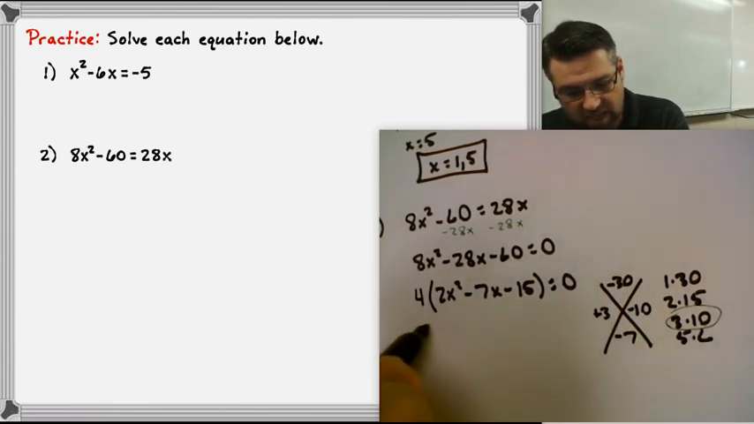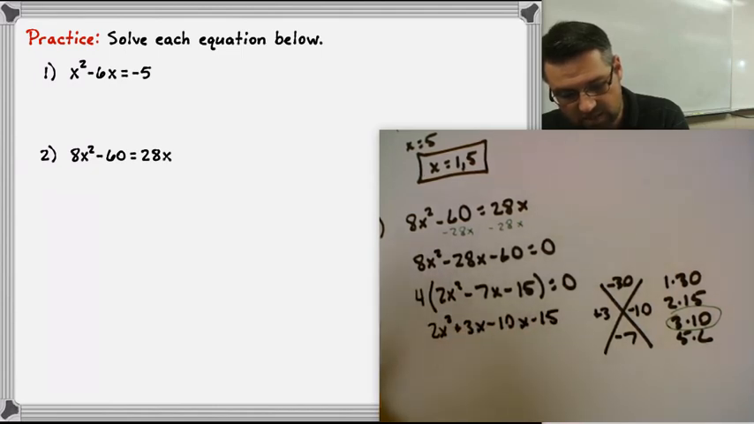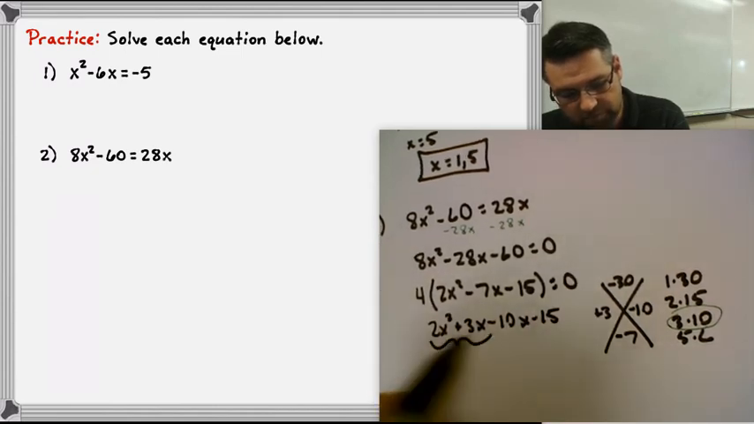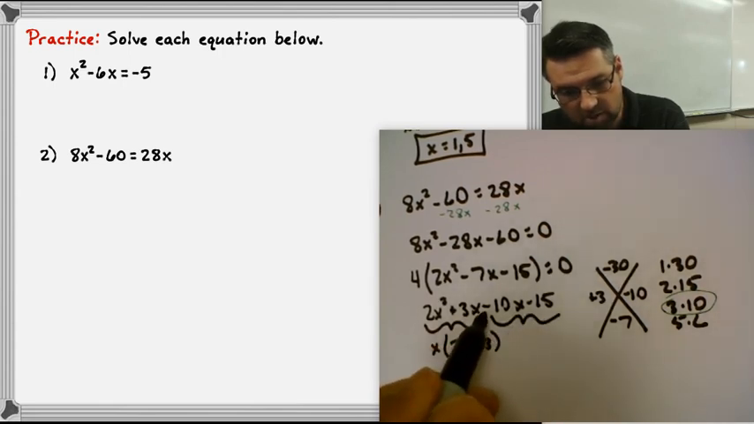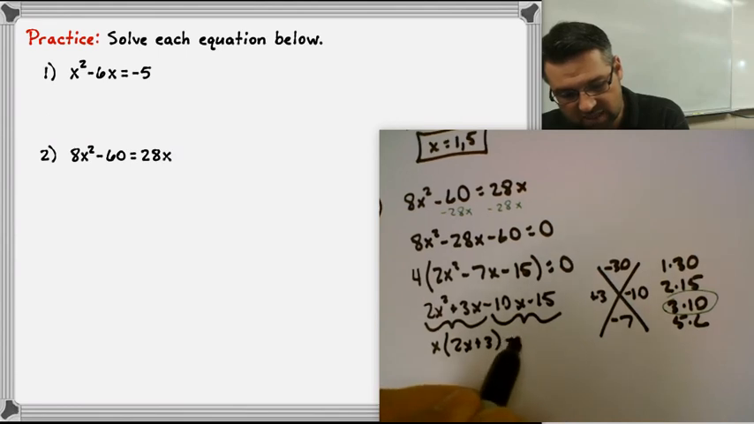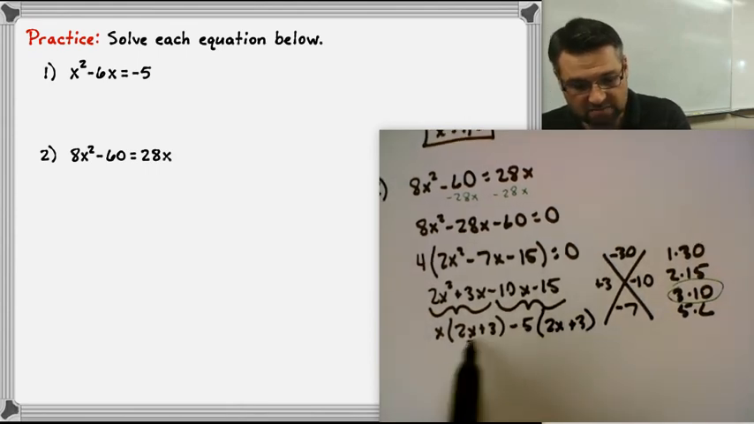So then we expand this. This will say 2x squared plus 3x minus 10x minus 15. Then we group it. The GCF on the first one is just x. The leftover would be 2x plus 3. The GCF on the second one, remember there's a negative there, so we're going to take that out. The GCF out of the 10x and the 15 is 5. So the leftover would be 2x plus 3. Because these match, we did it right.